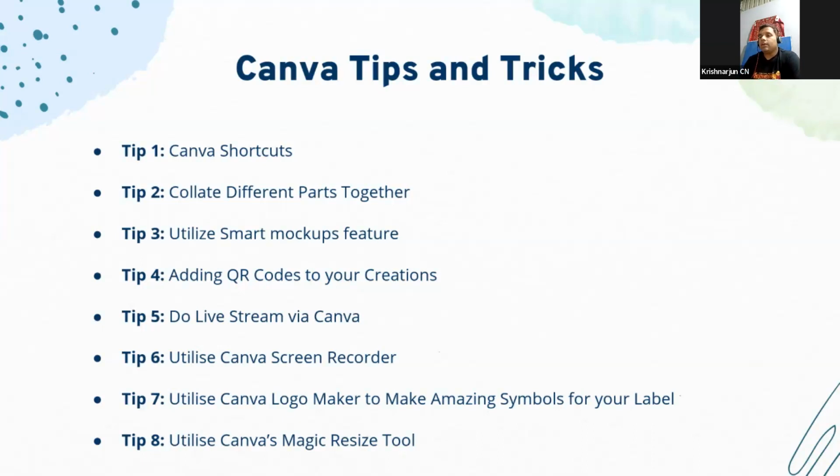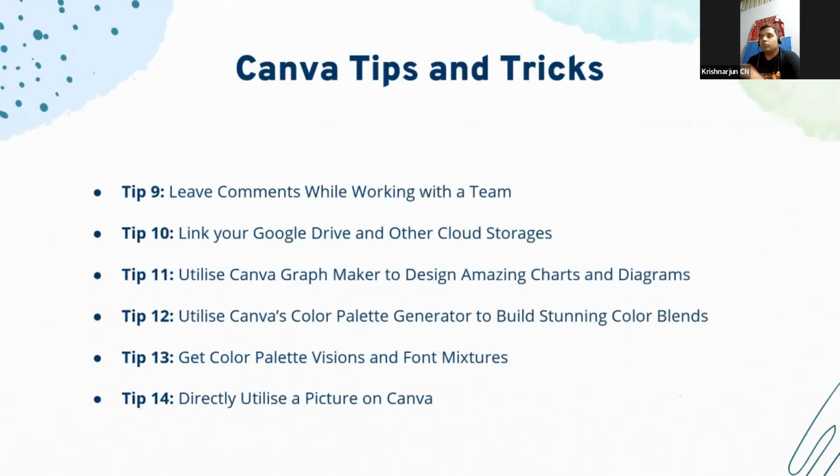Okay. And you can also live stream via Canva. You can use screen recorder. You can use the logo maker to make amazing brand images. Magic resize tool for different platforms. If someone's working on something, you can leave a comment for them to work on it. That is also possible. Cloud storage can be used. Graphs you can make, and whatever numbers are there, you can show as a graph, so visually you can make it more appealing. Use color palettes, utilize pictures on Canva that are already available, get palette visions and font mixtures.